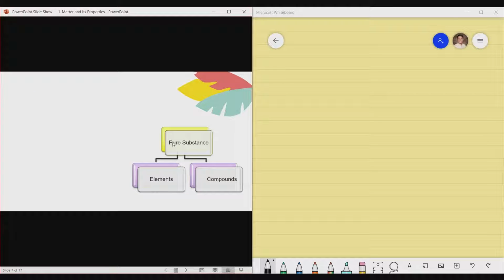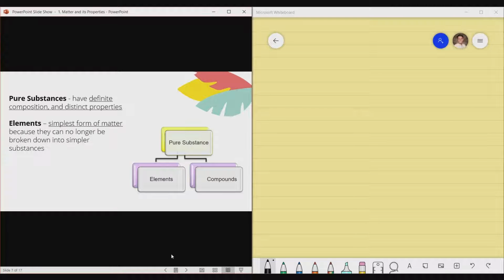First is we have pure substance. Under pure substance, we have elements and compounds. Now, what about pure substance? Pure substances have definite composition and distinct properties, meaning to say the composition are definite, we can easily identify them, and also the properties are distinct. Okay, meaning to say, the substances or this form of matter, the properties are very distinct from each other.